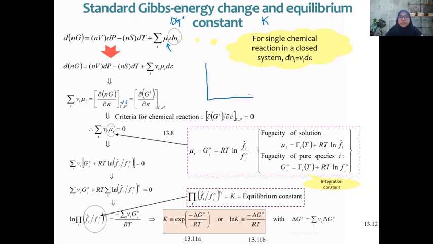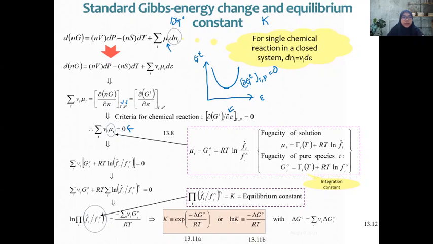Okay, from the previous slide, we have learned about GT over the reaction coordinate. The equilibrium can be obtained at the minimum value of GT, or represented as the dou GT at constant temperature and pressure equal to 0. Since the dou G, or change of the Gibbs energy over the change of the reaction coordinate, we can replace this expression and it gives us 0. So the summation of the stoichiometric number times the chemical potential equals 0.